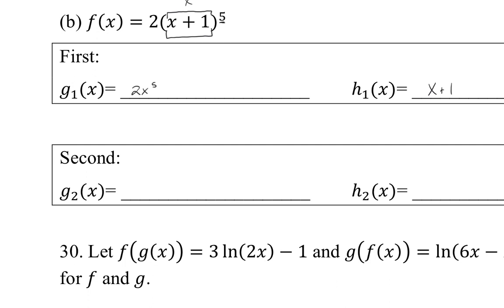Just to check it, g1 of h1 of x is going to look like 2 times x plus 1 raised to the 5th, which is indeed what we started with. So we're good on that.